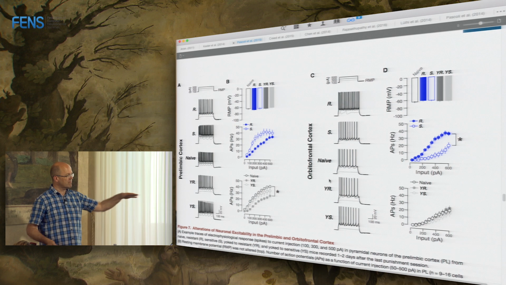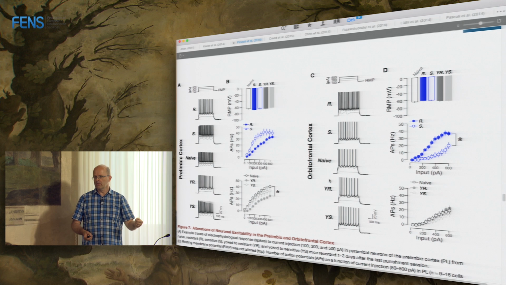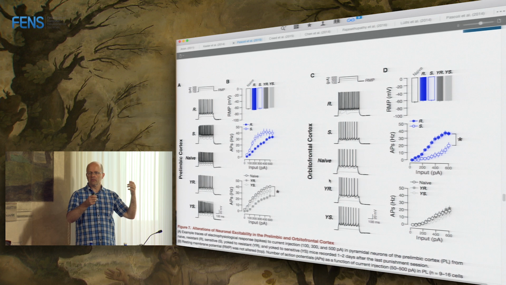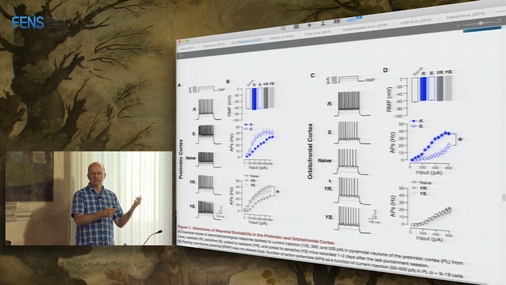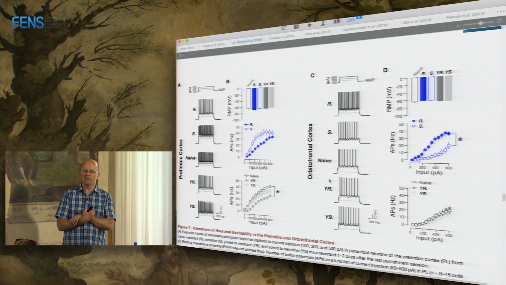So now what we have to do is, from within, manipulate the activity of the OFC and make either a resistant mouse sensitive or a sensitive mouse resistant. Which way would you go? What makes you say it's easier? I don't know. That's what I was guessing.